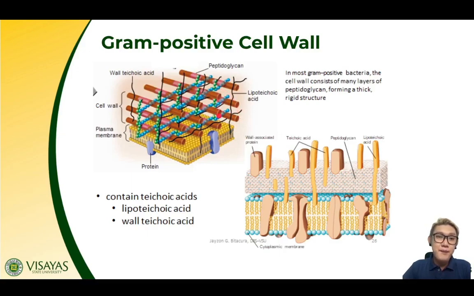Also, gram-positive cell walls contain teichoic acids. Two types of teichoic acids are found in gram-positive cell walls, the lipoteichoic acid and the wall teichoic acid. Wall teichoic acids are found embedded within the peptidoglycan layer, while lipoteichoic acids are those that span from the peptidoglycan layer and are embedded towards the cell membrane of the gram-positive bacteria.